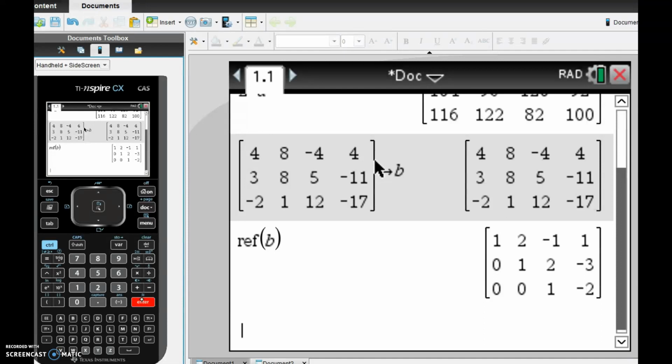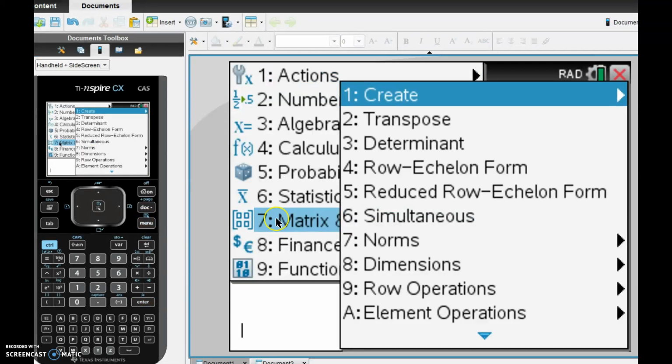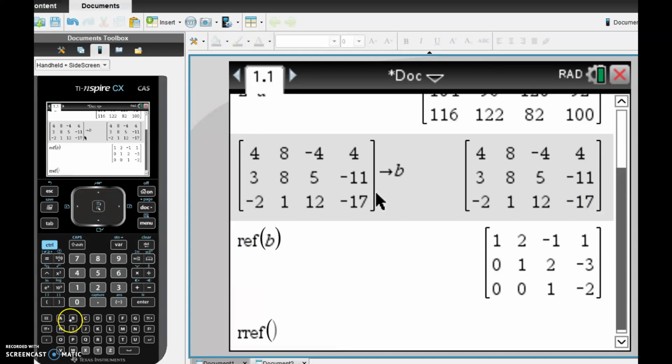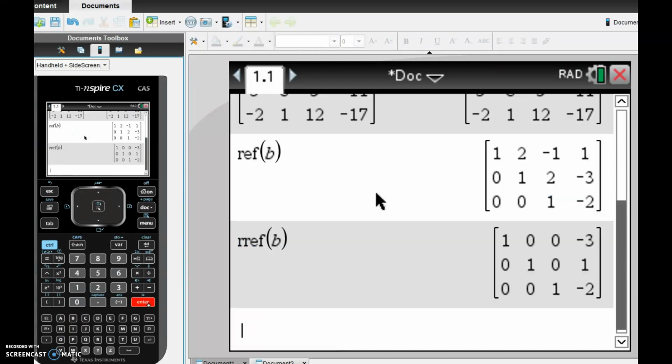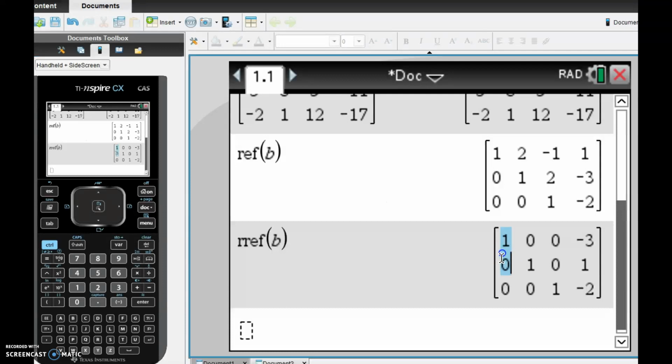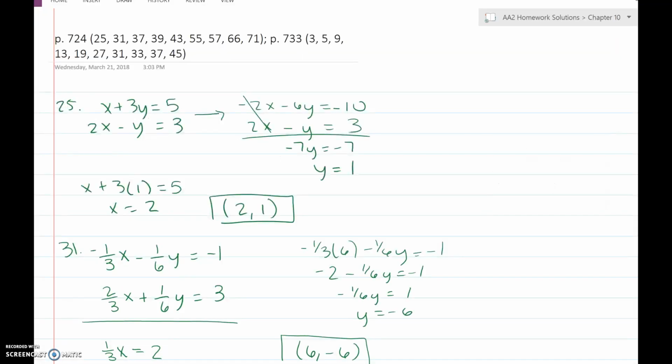But if we do reduced row echelon form, look how neat this is. Reduced row echelon form is just going to give you the answers. x equals -3. y equals 1. z equals -2. Those are the same answers as what we found earlier. So when you're in reduced row echelon form, you get a unique answer that you don't necessarily see when you're in row echelon form. Row echelon form is not unique. Reduced row echelon form is unique.